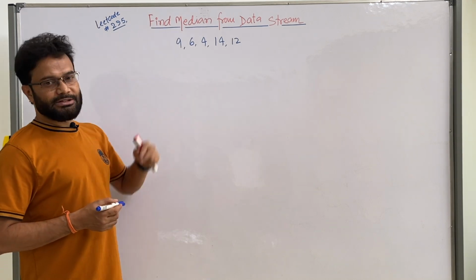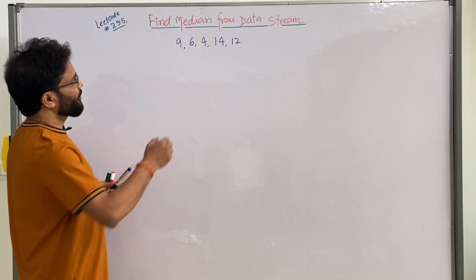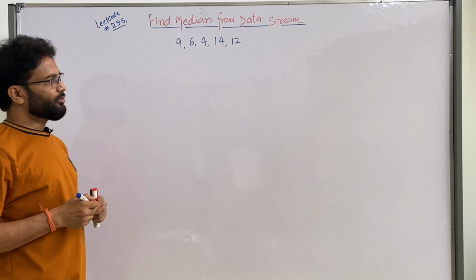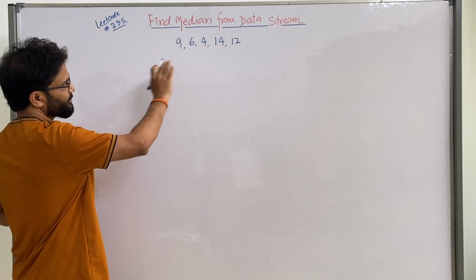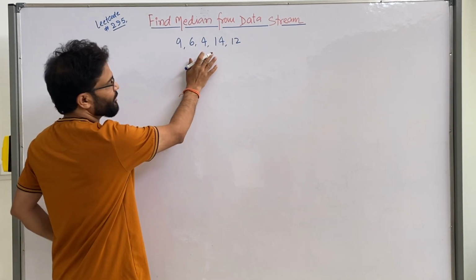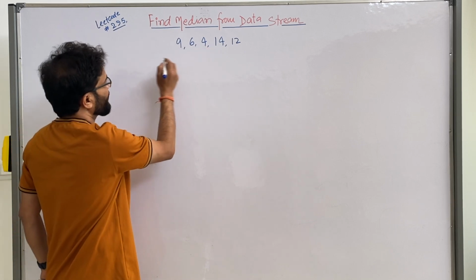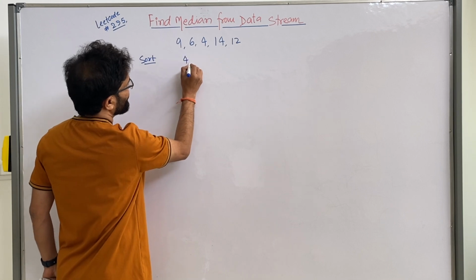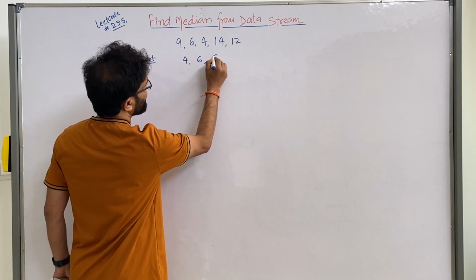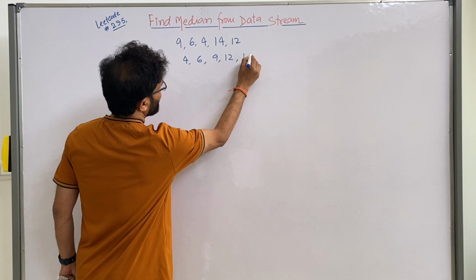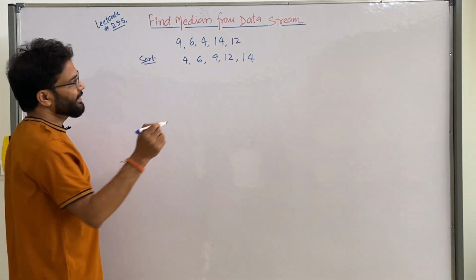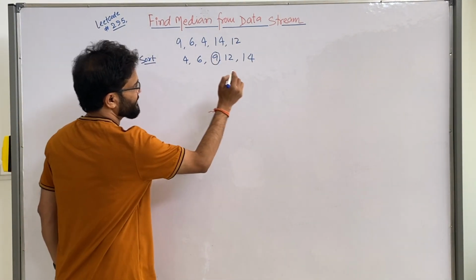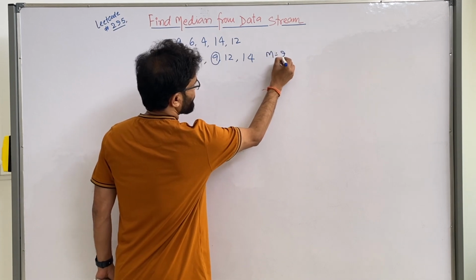You have been given a set of data and you have to find the median. You know how to take the median, right? First you have to sort the data. So if I want to take the median for this data, you will first sort the data, so it becomes 4, 6, 9, 12, 14, and then the data that is in the middle is your median.